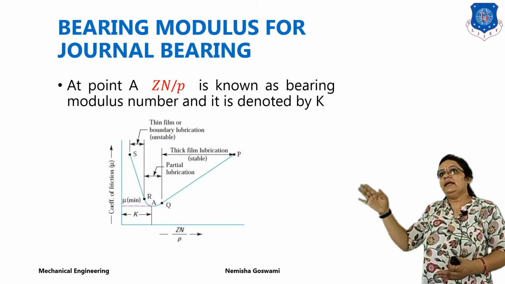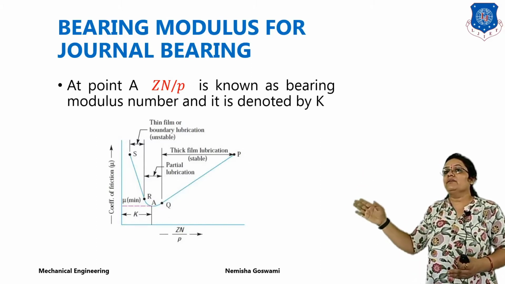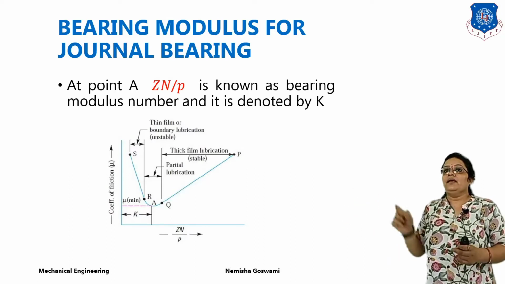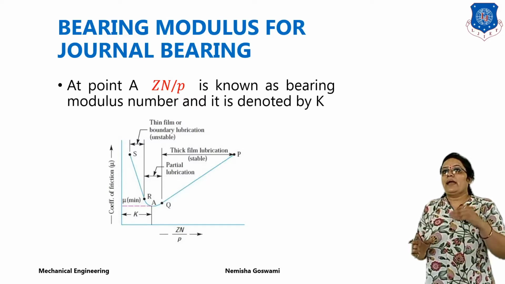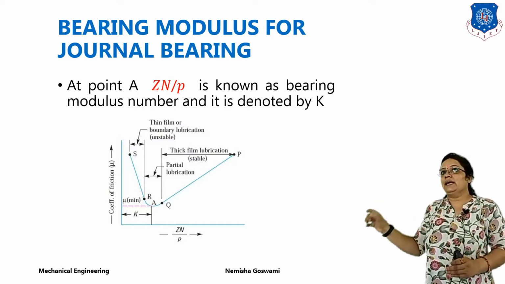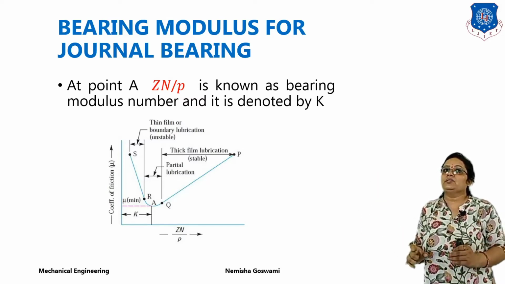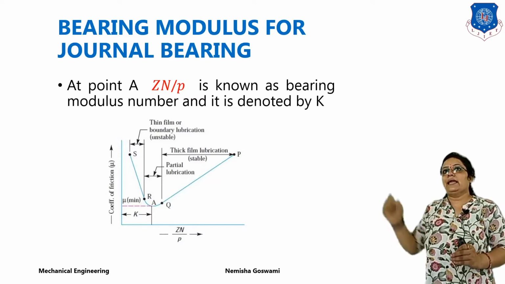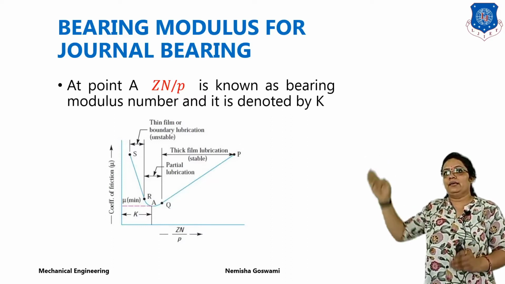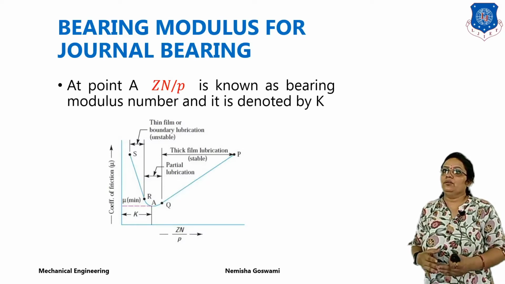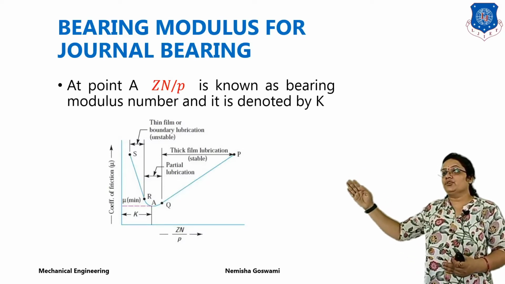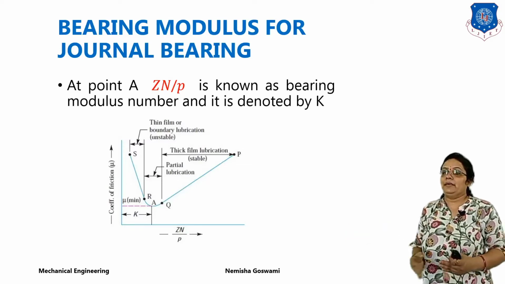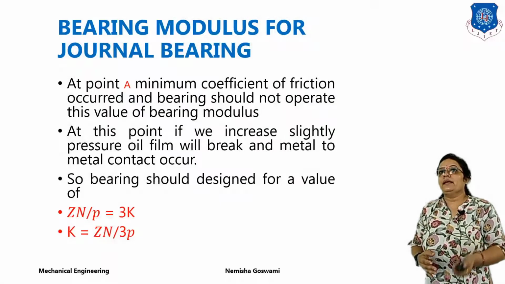At point A, which you can see in this diagram, the coefficient of friction is minimum. At that point, the value of ZN by P is known as your bearing modulus, and it is denoted by capital K. So this is your graph between coefficient of friction and the ZN by P ratio.